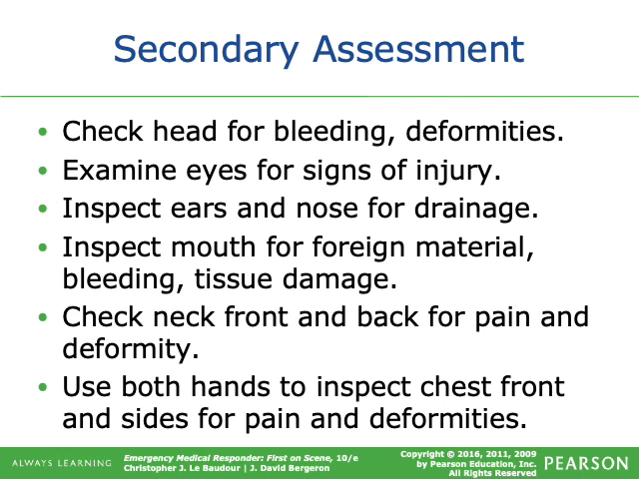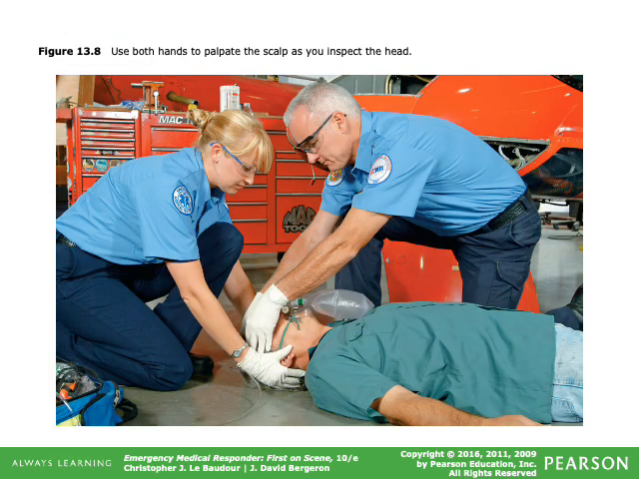All right, check the head for bleeding, deformities. Examine the eyes for signs of injury. You're going to inspect the ears and nose for drainage. Inspect the mouth for foreign material, bleeding, or tissue damage. Check neck, front, and back for pain and deformity. Use both hands to inspect the chest, front, and sides for both pain and deformities. You're going to use both hands to palpate the scalp as you inspect the head. Use both hands. It allows you to assess more quickly and more thoroughly.